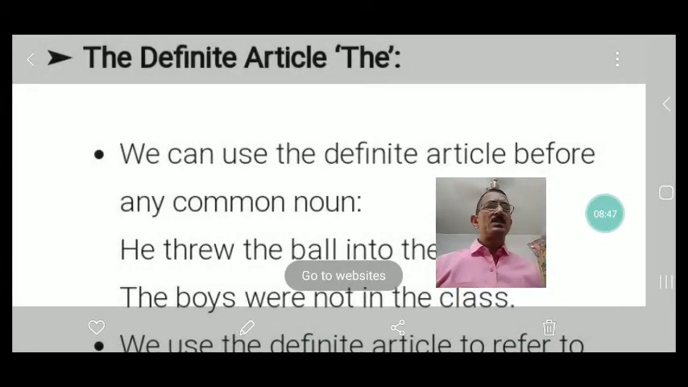The definite article the: we can use the definite article before any common noun. He threw the ball into the river.